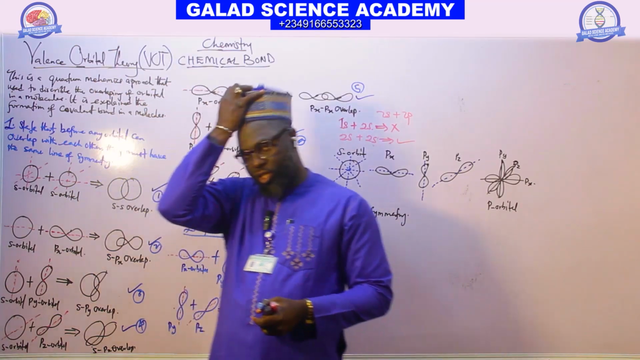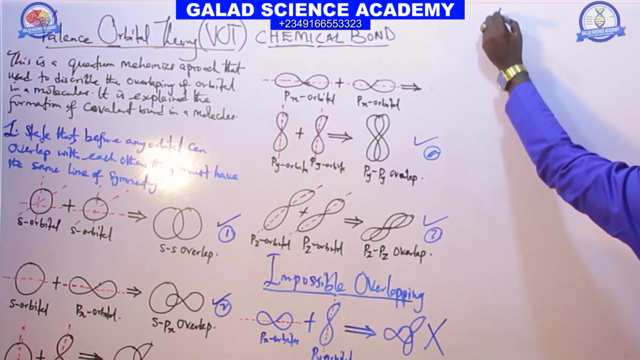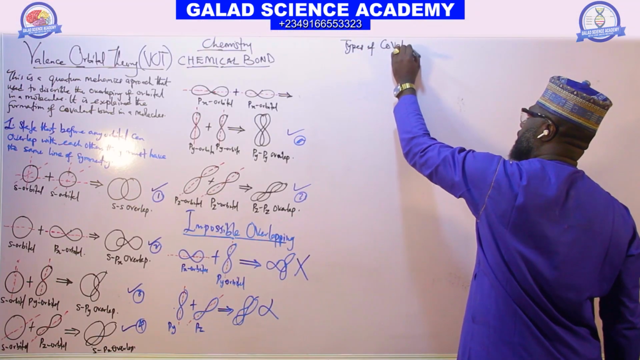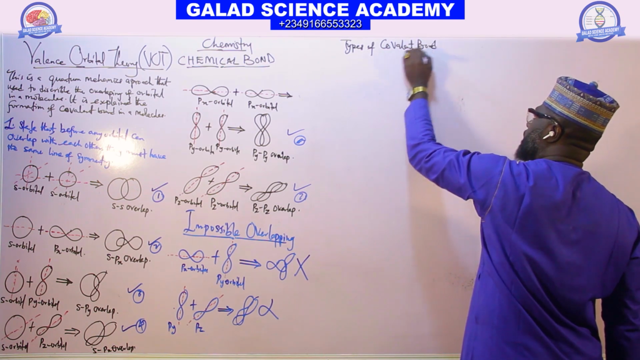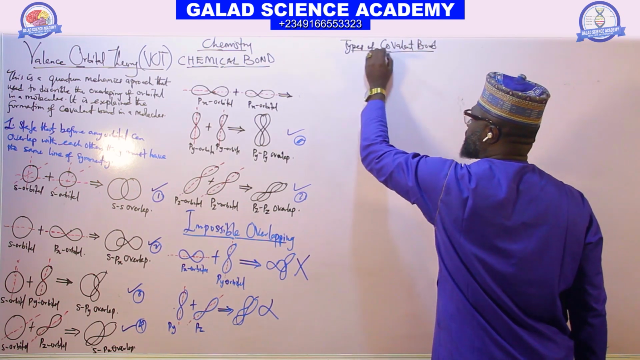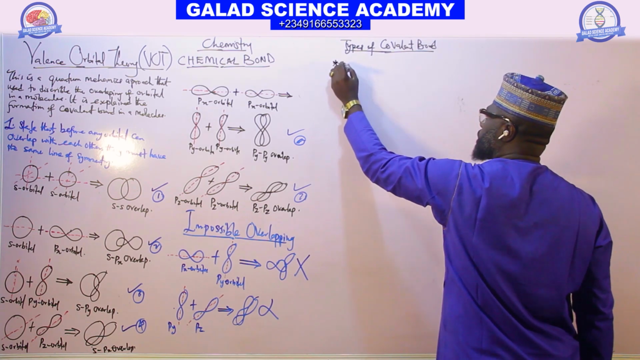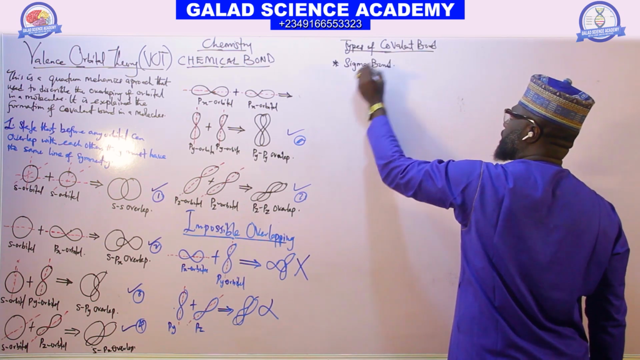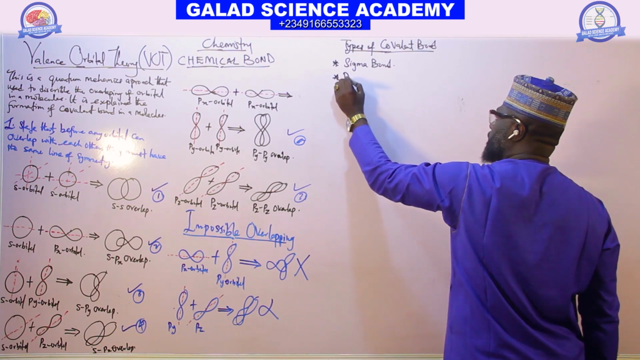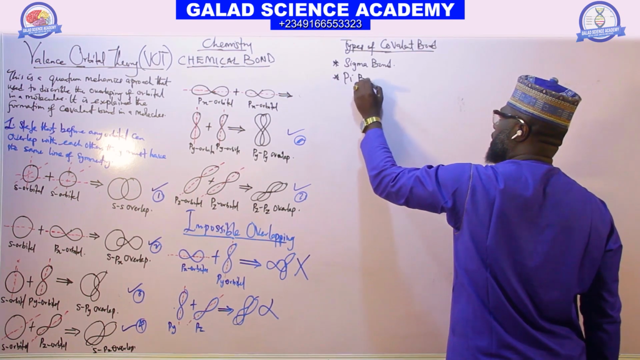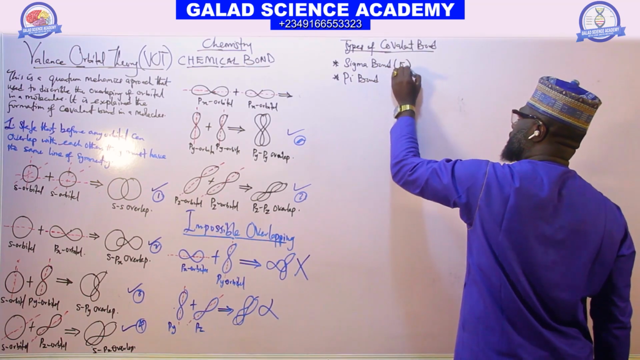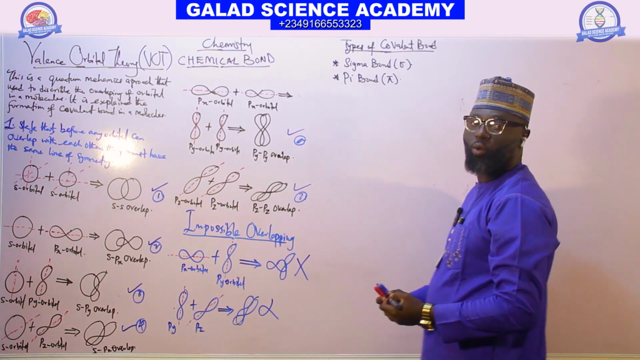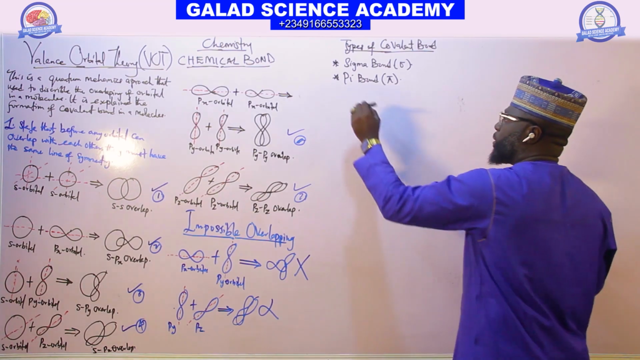So that is all about valence orbital theory. Then types of covalent bond. There are two types of covalent bond. The first one, you call it sigma bond. The second one, you call it pi bond. Sigma bond is this. This is the pi bond. So let's take it one after the other. What is sigma bond?